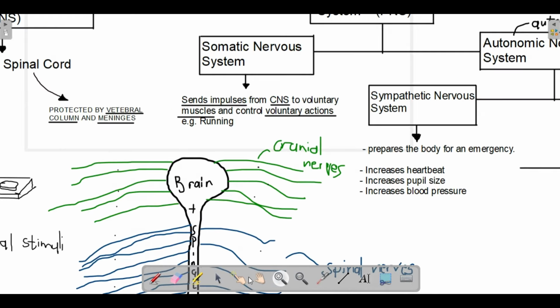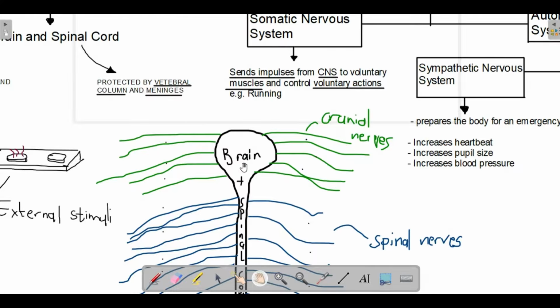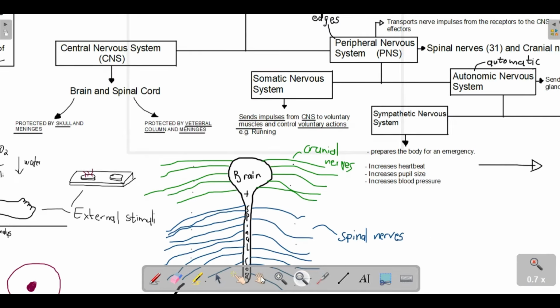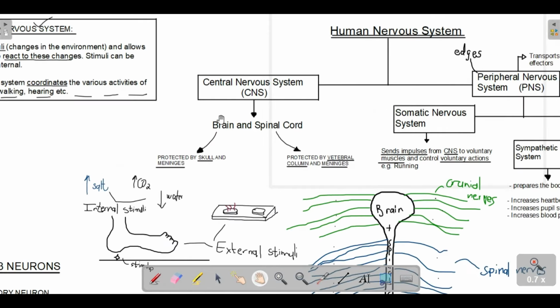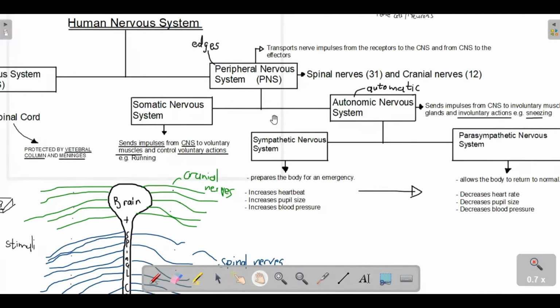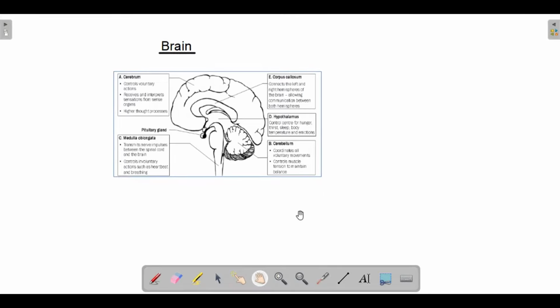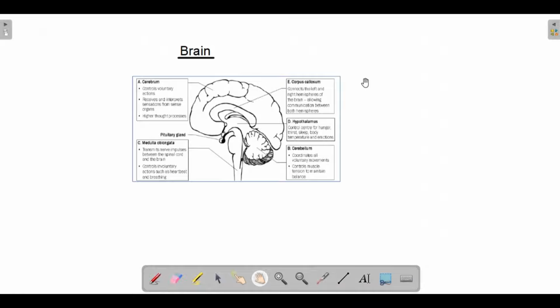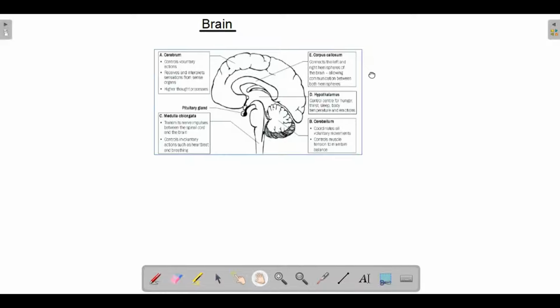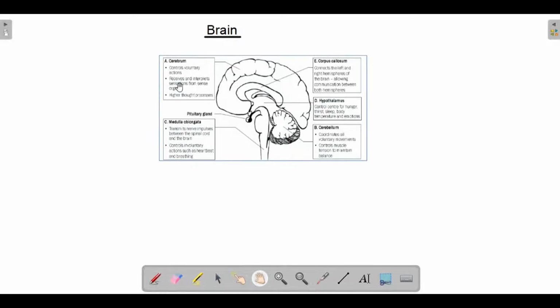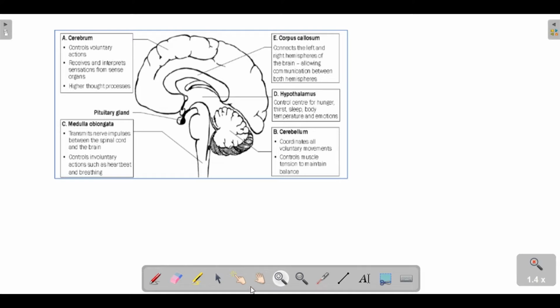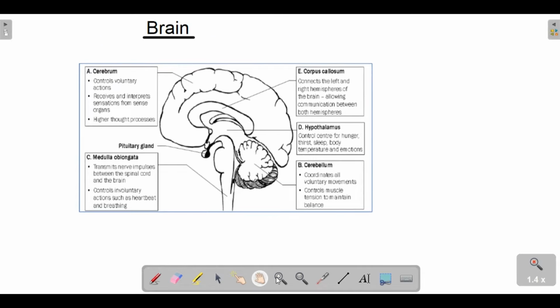Now let's take a closer look at the brain. You have to be able to label the brain. You have to be able to provide functions of the brain, and that is it. I took this from the Life Sciences workbook. That is a great resource, guys. It is provided by the WCED. So you can type in WCED Life Sciences workbook. It is very useful. Right now, I hope that you can see these. As I said, you should be able to label parts of the brain and their respective functions.